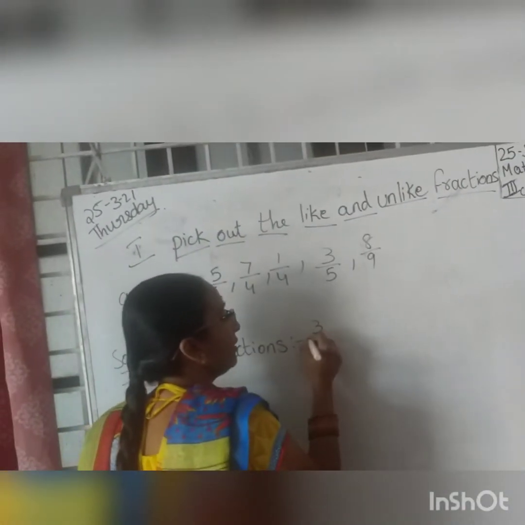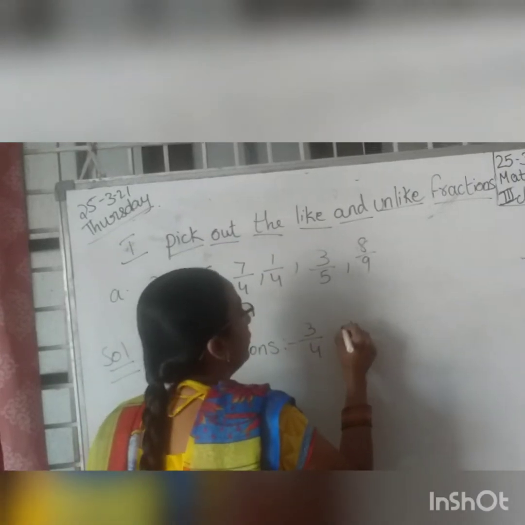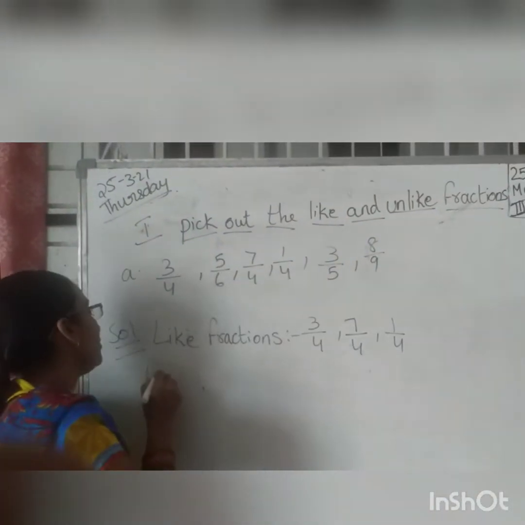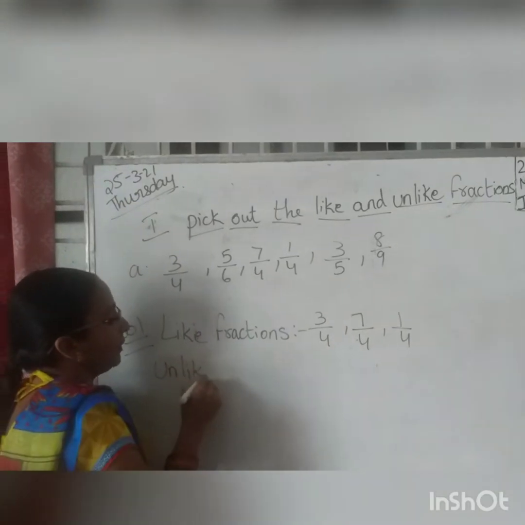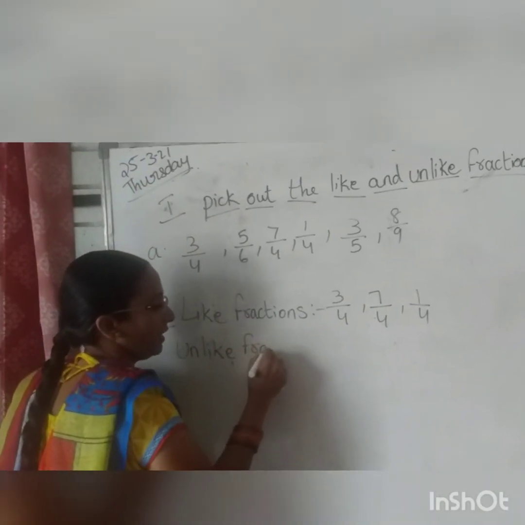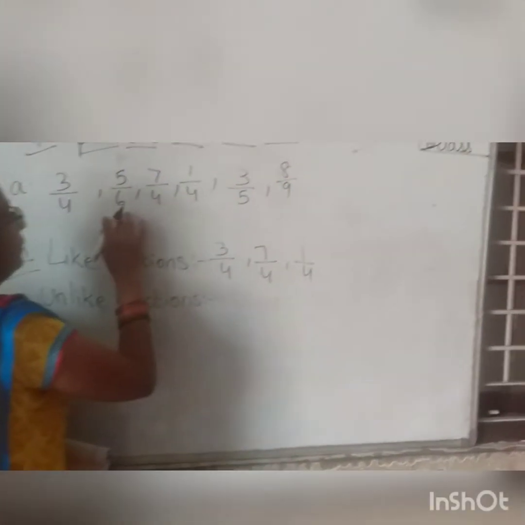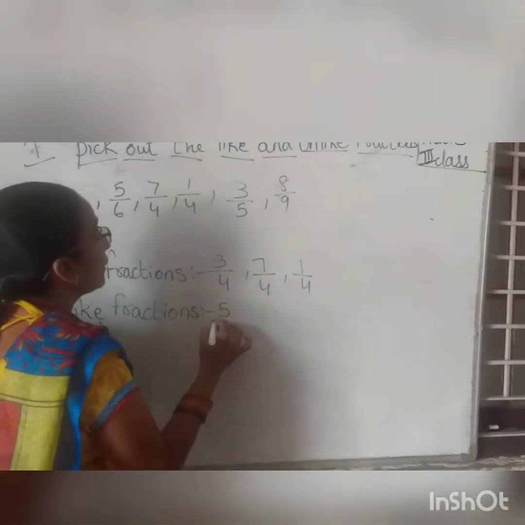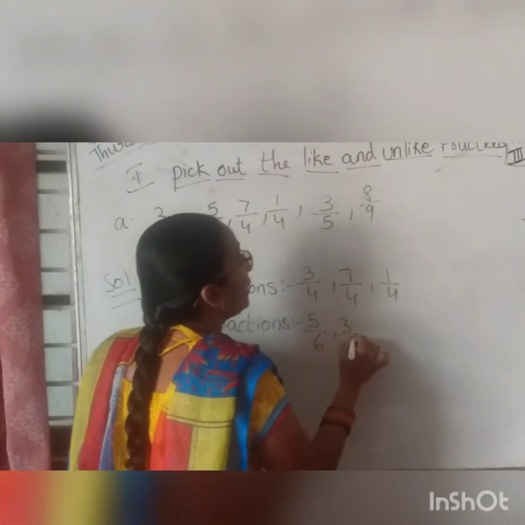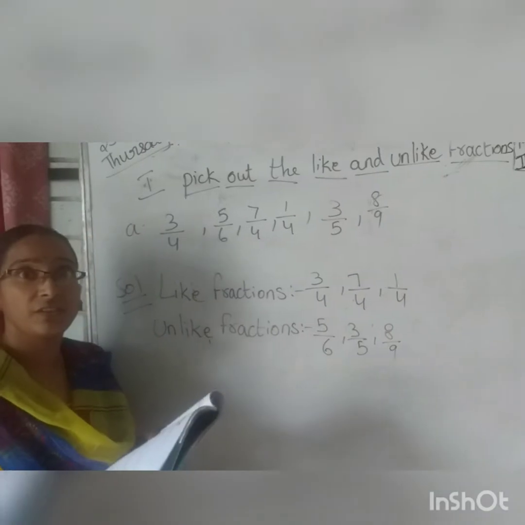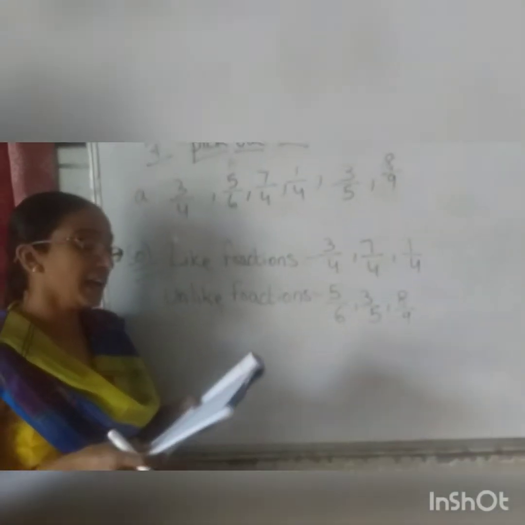See, what are like fractions now? 3/4, 7/4, 1/4. What are unlike fractions, children? Unlike fractions are 5/6, 3/5 and 8/9. These three are unlike fractions.